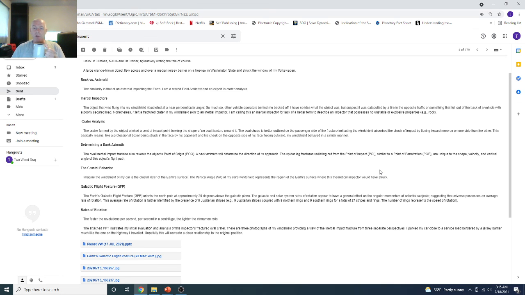I have no idea what the object was, but suspect it was catapulted by a tire in the opposite traffic or something that fell out of the back of a vehicle with a poorly secured load, which happens. It left a fractured crater in my windshield akin to an inertial impactor. I am calling this an inertial impactor, for lack of a better term, to describe an impactor that possesses no unstable or explosive properties. For example, rock. It was probably a rock, but I don't know, just a very ugly rock too.